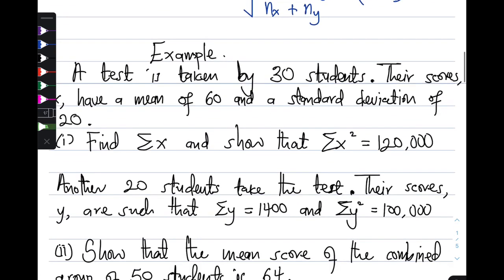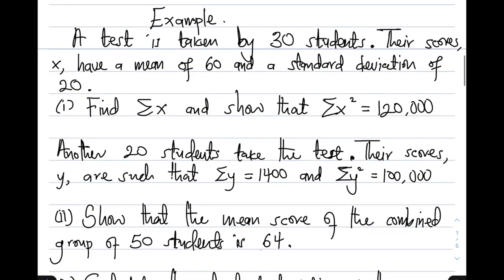So this is the question. A test is taken by 30 students. Their score is denoted by X. So that is for the 30 students. They have a mean of 60 and a standard deviation of 20. Our first job is to find sigma x. Then we should prove or show that sigma x squared gives us 120,000. So let's start from there.